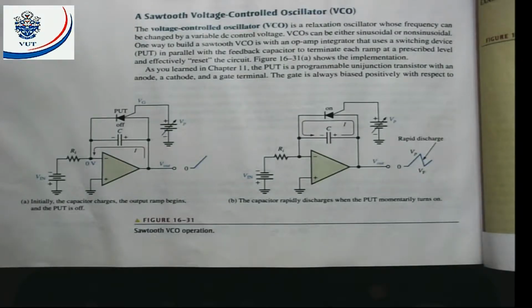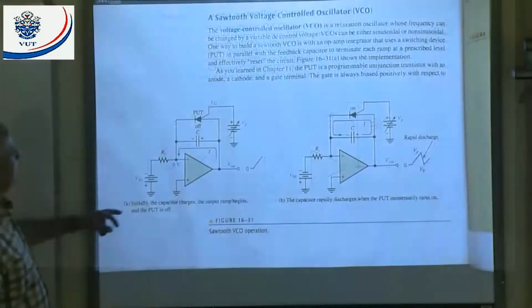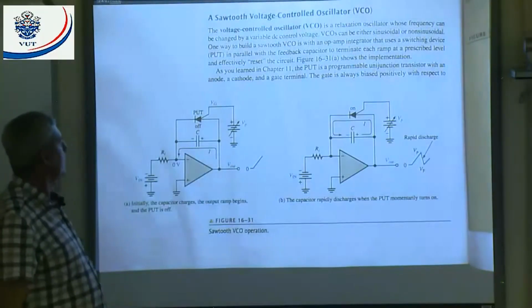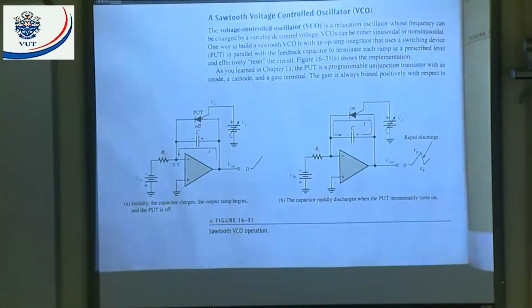All right, here we're going to look at the sawtooth voltage controlled oscillator, a VCO. Voltage controlled oscillators, because what are we going to do? We're going to vary this voltage. By varying that voltage, I can control my sawtooth output. All right, I can vary the frequency.